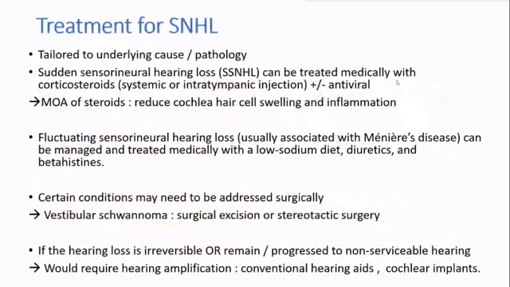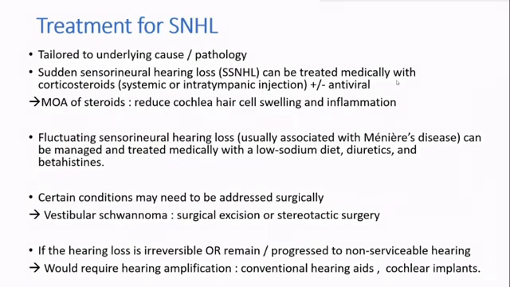So how do we treat sensorineural hearing loss? It's the same as conductive hearing loss. You first need to identify what the possible causes are, because there's a long list of pathologies that can cause sensorineural hearing loss. But usually you can gather the most possible one based on history. So history taking is very, very important. And also when you perform examination.